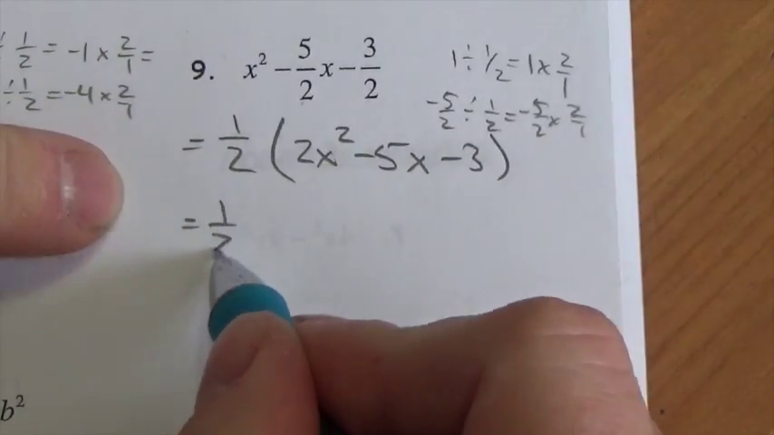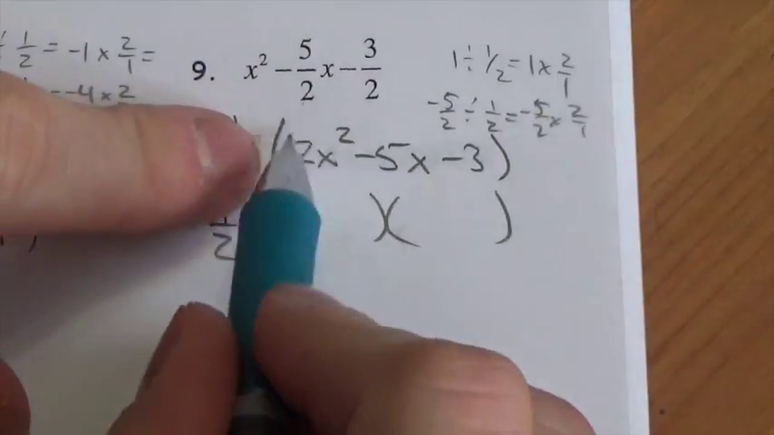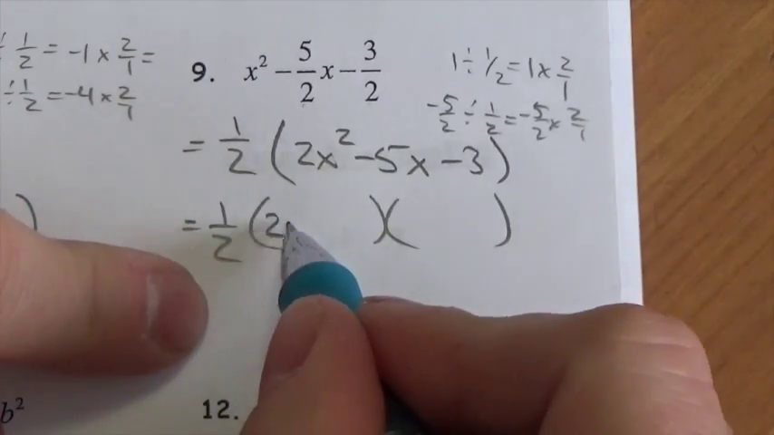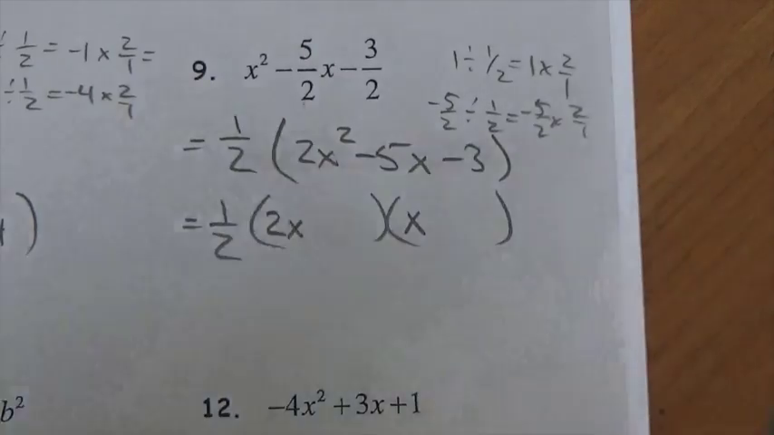And so now, from here, I'm guessing two binomials. 2x squared can only be broken apart into 2x and x. That's the beautiful thing about having a prime number there.